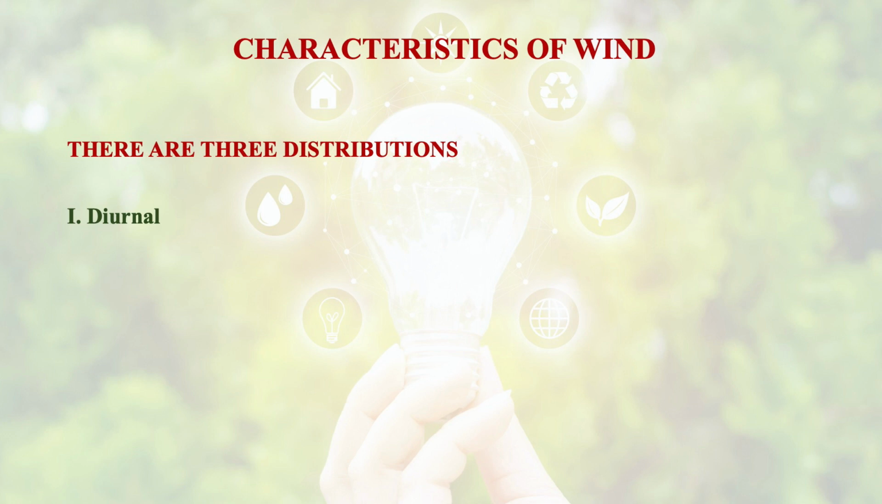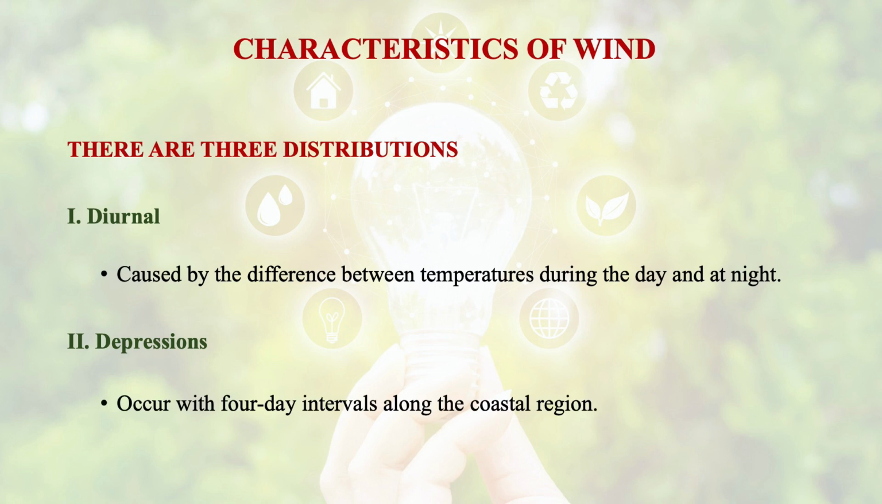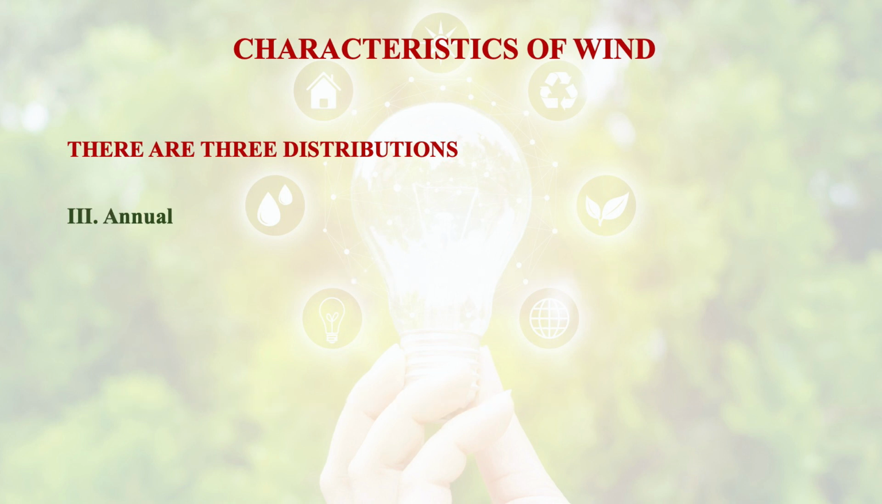If we talk about the wind speed distributions, there are three types of distributions. In diurnal, what happens? It is caused by the difference between temperature during the day and at night. Then another type of distribution is depressions. This occurs with 4-day intervals along the coastal region. Then comes the annual. It is the distribution that is dependent on the latitude of that particular region.